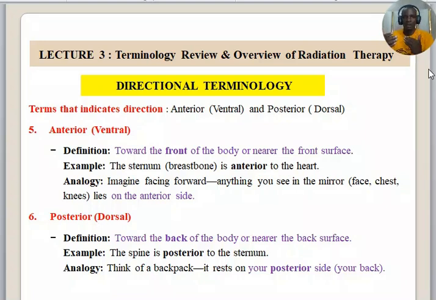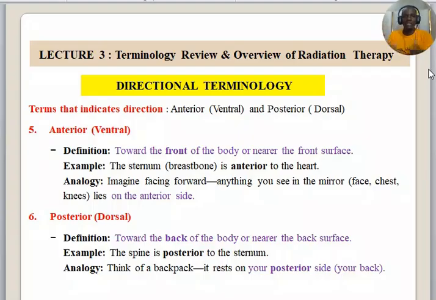For example, when you talk of the sternum, that's the breastbone, it is normally located in the front of the heart. Therefore, it is anterior to the heart. Then we can give an analogy. Imagine you facing forward and anything you see in the mirror. Whatever lies in the mirror is on the anterior side.